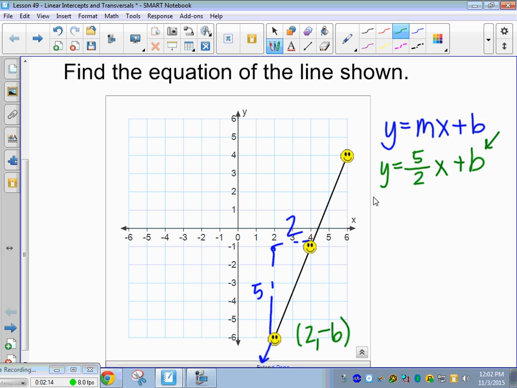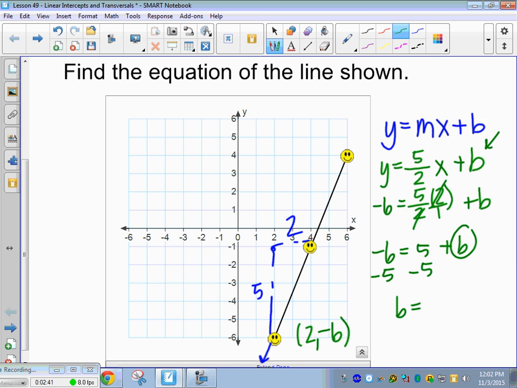So my y point is negative 6. I'm going to carry out my 5 halves. My x is 2, and I have plus b. I can make this 2 over 1, and these 2's cancel, super nice. So I have negative 6 equals 5 plus b. We want b all by itself, so we have to subtract 5 from both sides. I'm sure you guys all feel pretty confident with solving for a b. You guys have been doing it for a while now.